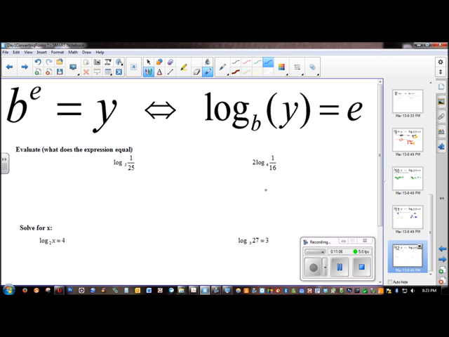Okay, we're going to do some evaluation. We've got this expression, log base 5 of 1/25. And I had showed you that yesterday. You wouldn't have any idea what to do with it. Well, we really don't know what it equals. So let's say it equals x.